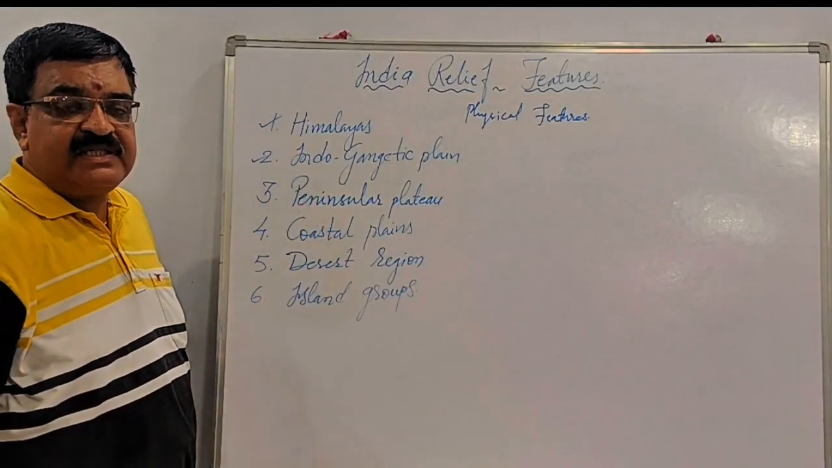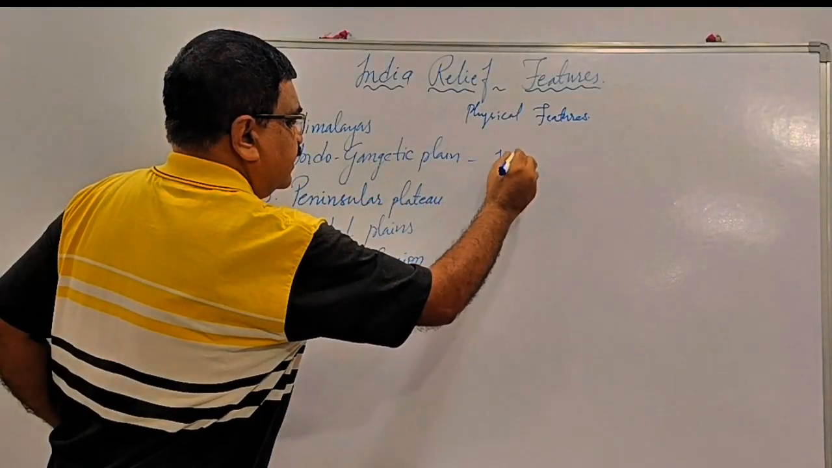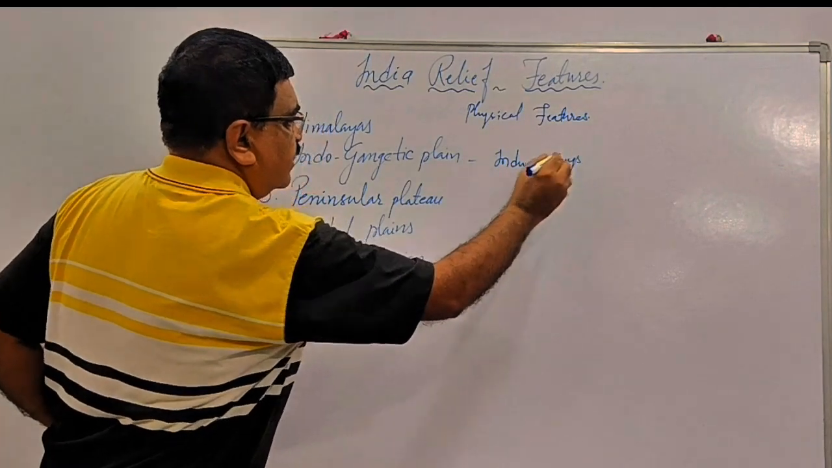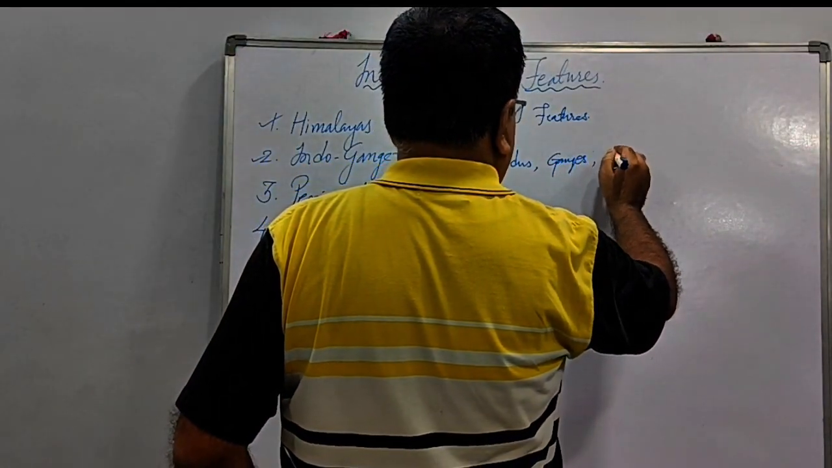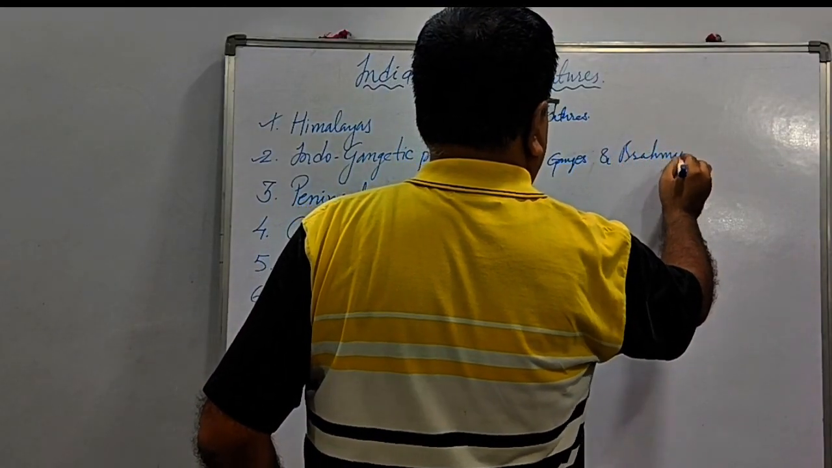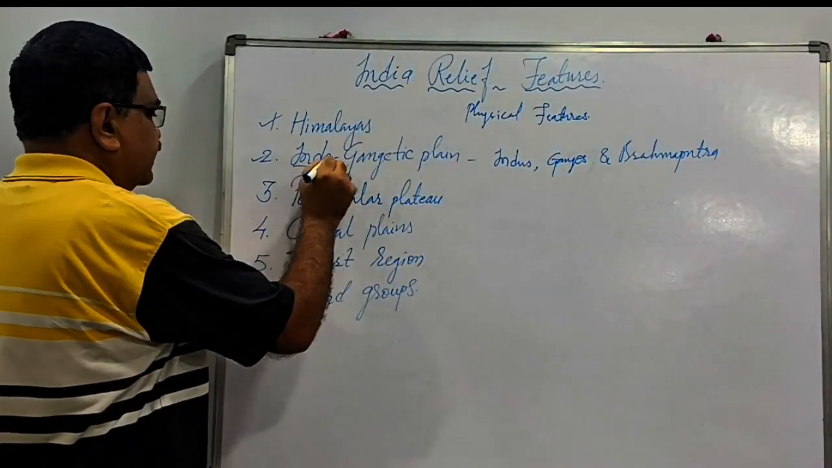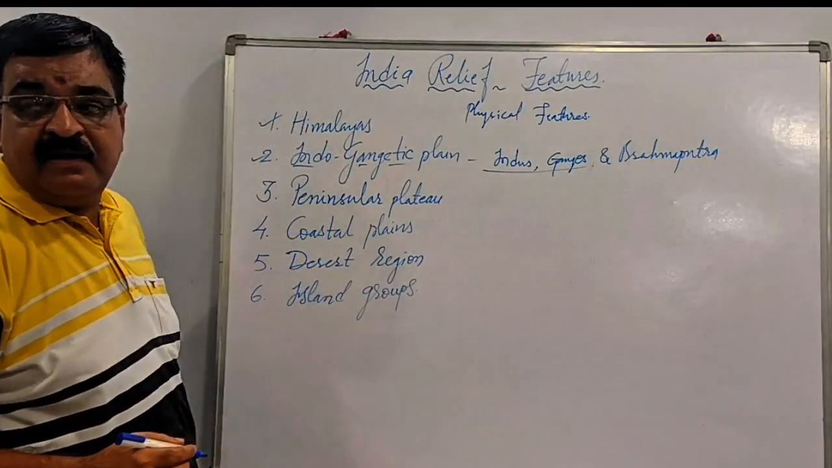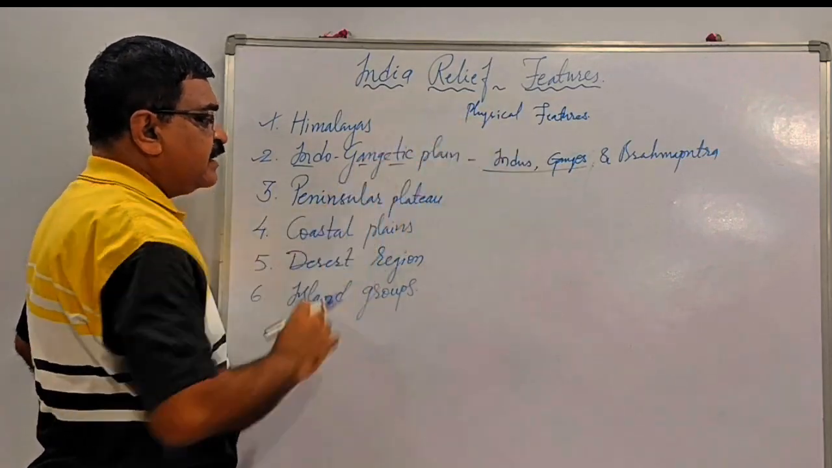The three rivers which arise from the Himalayas, that is, first one Indus, second one Ganges, and third one Brahmaputra. These three rivers combinedly form the Indo-Gangetic Plain, especially the Indus and Ganges rivers, and that's why this plain is named after these two rivers, that is the Indus and the Ganges.